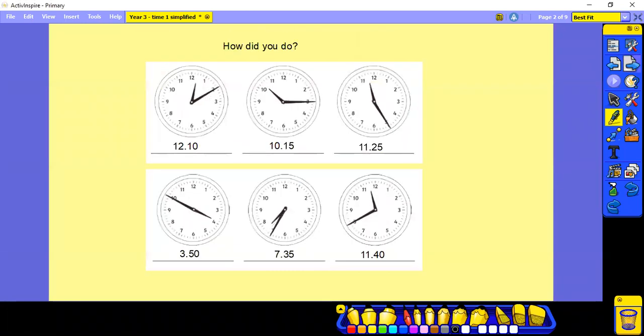So how did you get on? Let's have a look then. So the first one said 12:10, 10:15, 11:25, 3:50. Hope you spotted that that still hadn't quite reached 4 o'clock yet. 7:35 and 11:40.